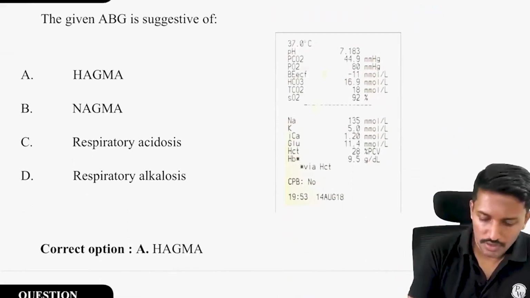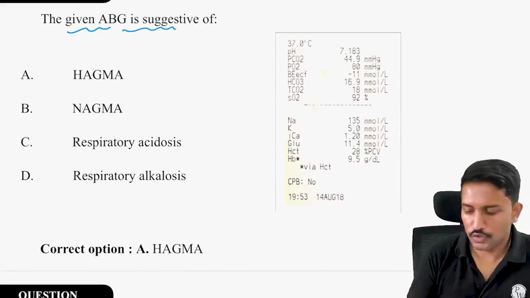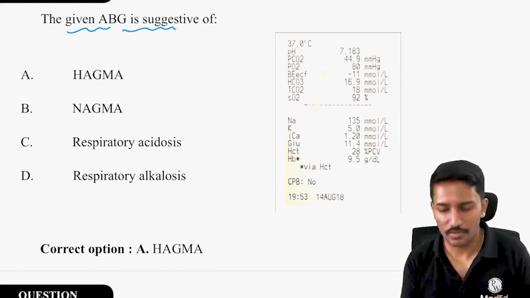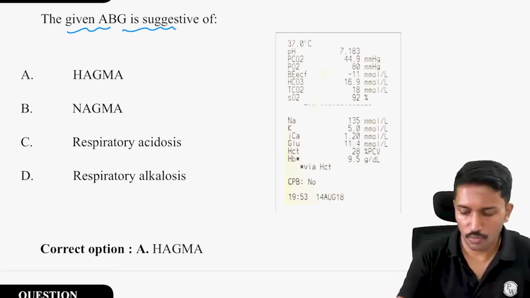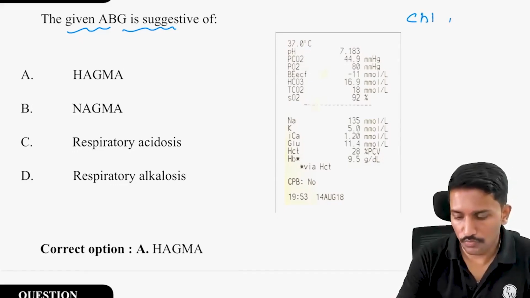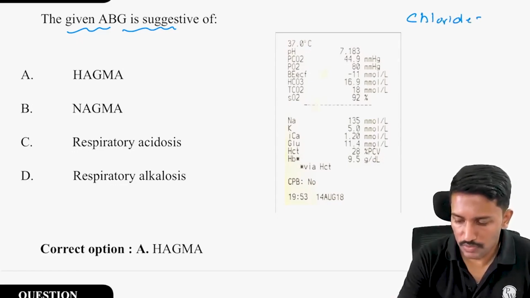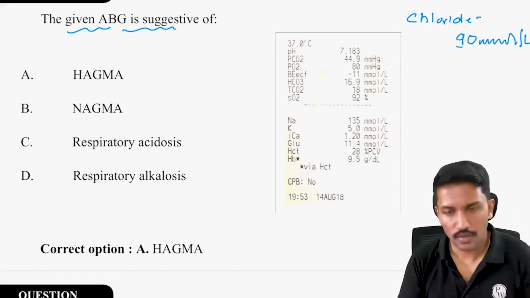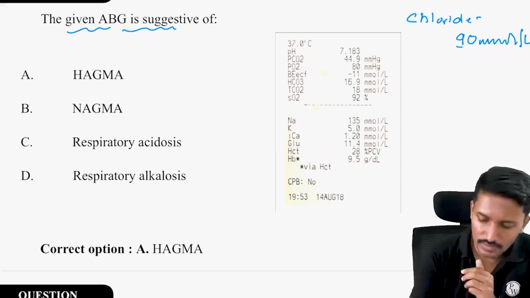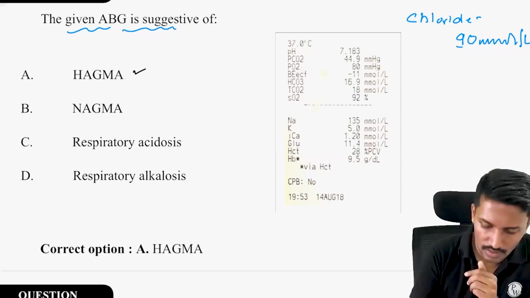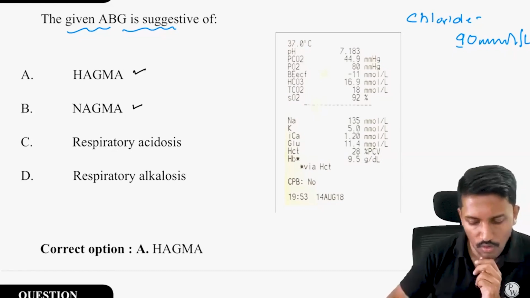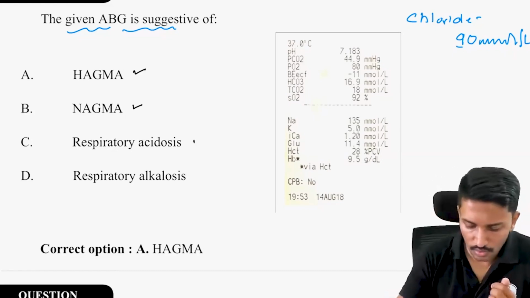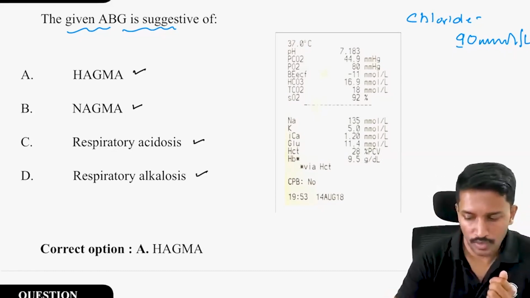There's a small correction here. If you have already solved the question, then you may be confused with this because unfortunately this ABG lacked the information about the chloride. So let me give you the value. The chloride for this patient is 90 millimoles per liter. Now what are they asking? Identify whether this is high anion gap metabolic acidosis, normal anion gap metabolic acidosis, or respiratory acidosis, or respiratory alkalosis.